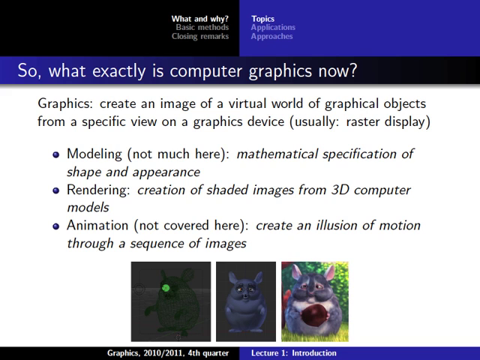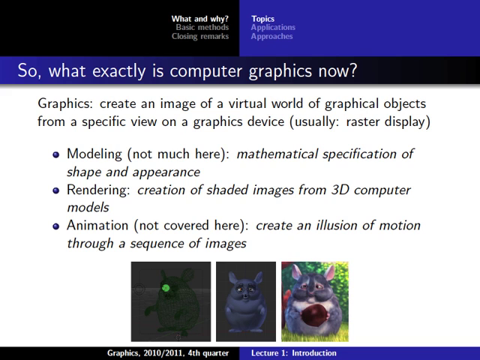So let's look into what computer graphics is concretely. What do we study when we study computer graphics? I said we want to create an image of a virtual world of graphical objects from a specific view and present that image on a graphics device, which usually is a raster display. A raster display is basically just a display with a lot of dots or pixels, and then you give the pixels a color, and then you have an image there.